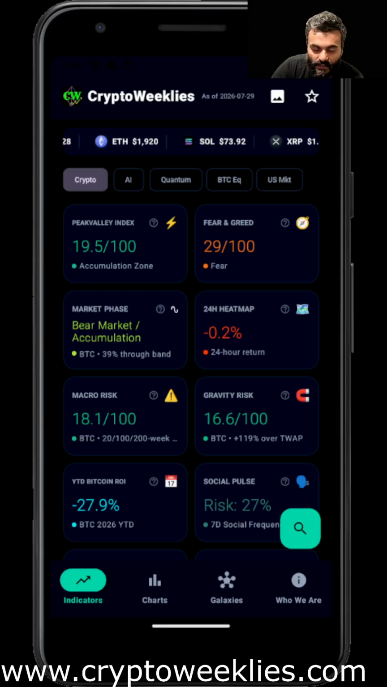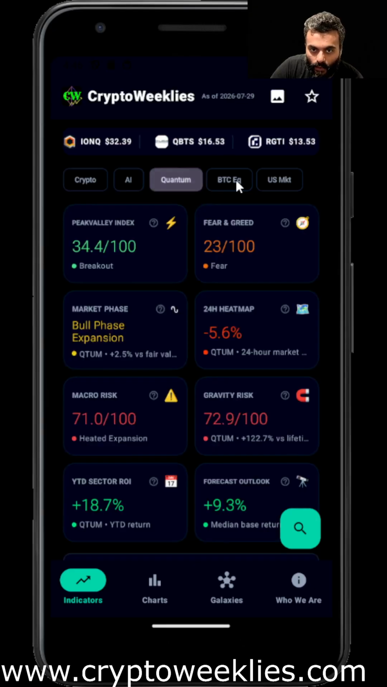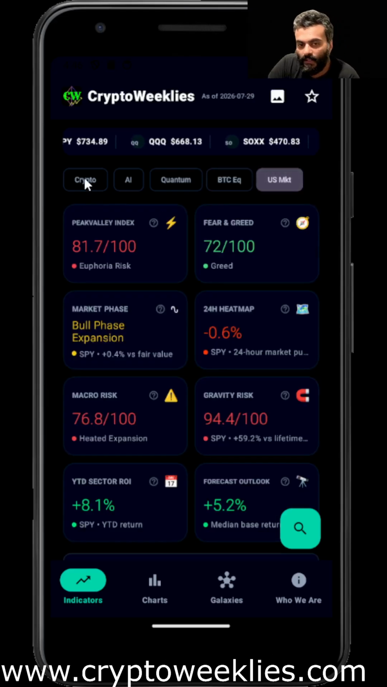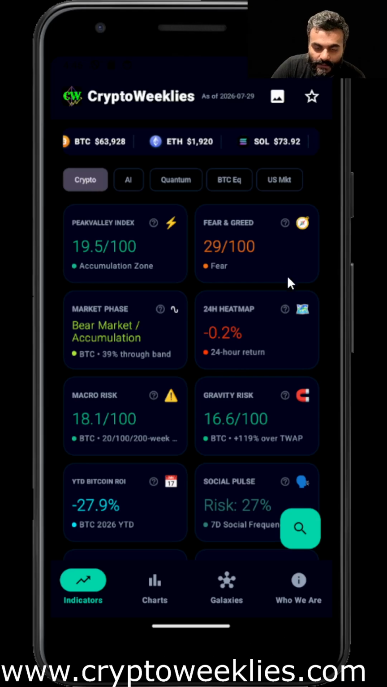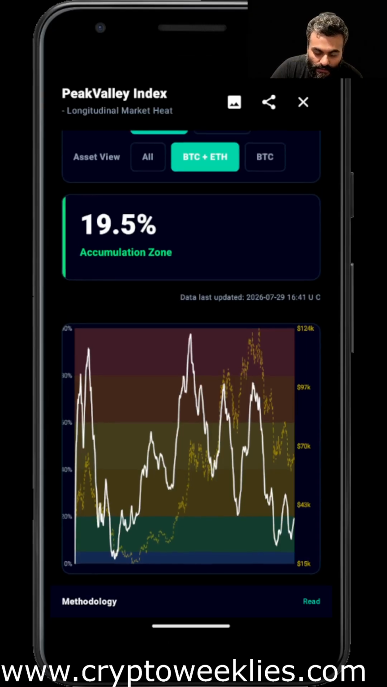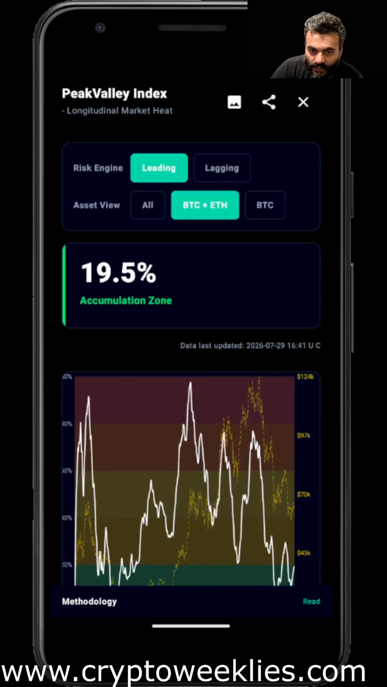What you have on this app is a summary of all major industries such as crypto, AI, quantum, Bitcoin related equities, and the wider US stock market related indicators. These indicators include the peak value index, which helps identify whether the asset class is in accumulation zone using its own historical risk levels, such as how far the asset is away from its previous all-time high and 200-day moving average, such as the leading risk.